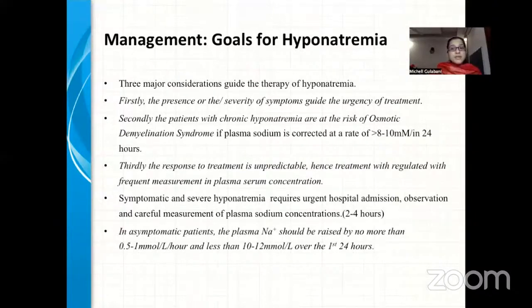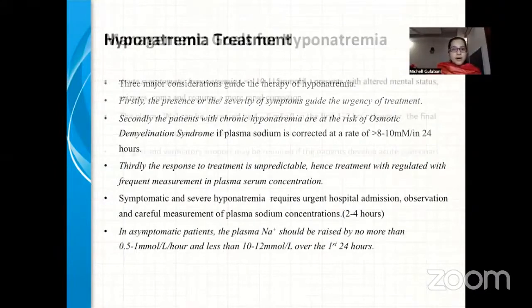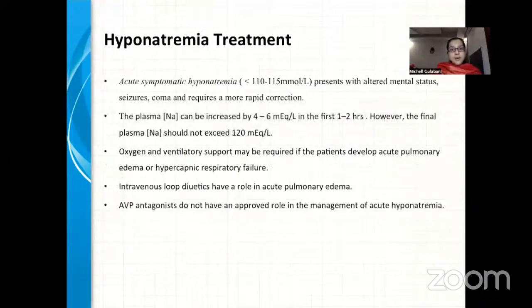In asymptomatic patients, the plasma sodium should be raised by no more than 0.5 to 1 millimole per liter per hour and less than 10 to 12 millimole per liter over the first 24 hours. Acute symptomatic hyponatremia, when it is less than 110 to 115 millimole per liter, presents with altered mental status, seizures, coma, and requires a more rapid correction.